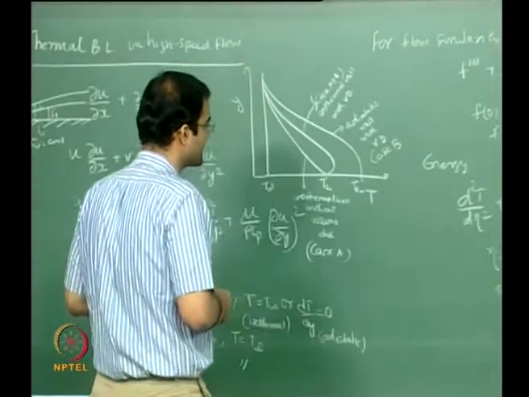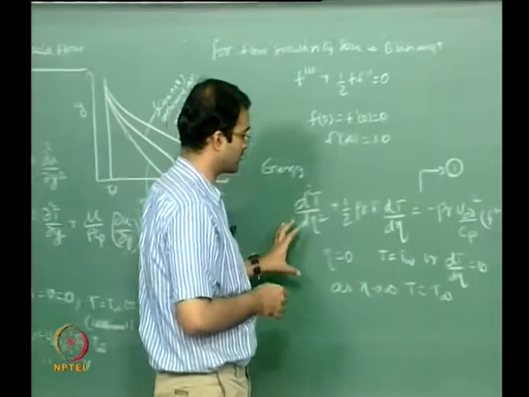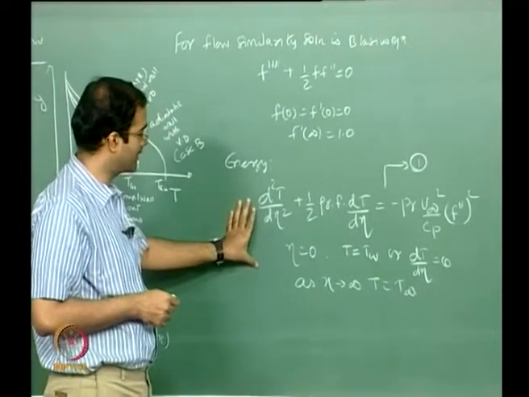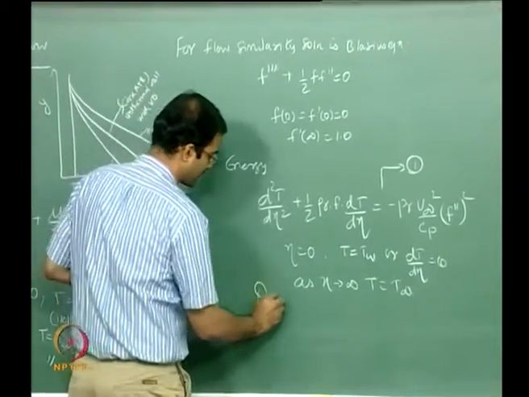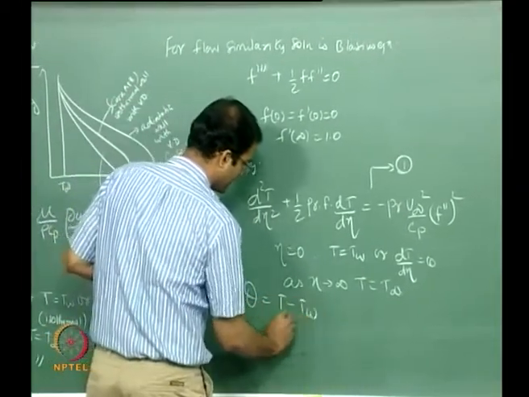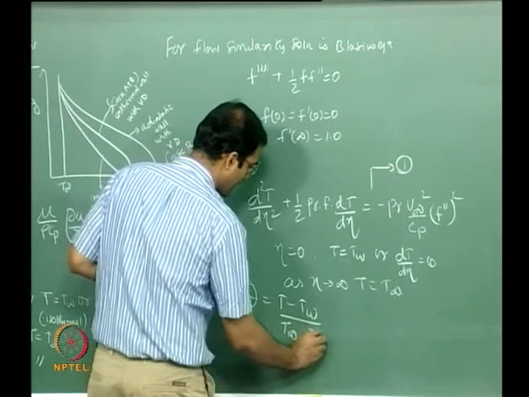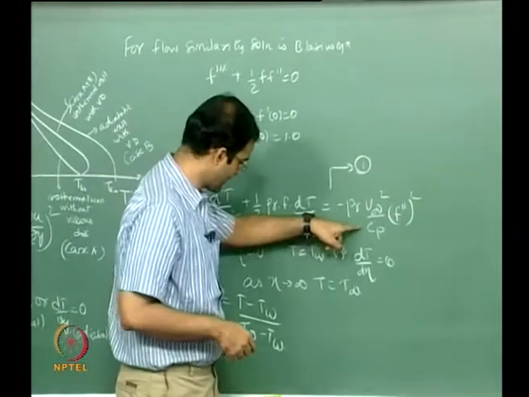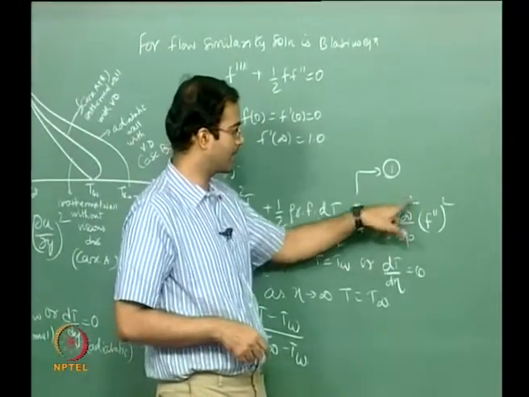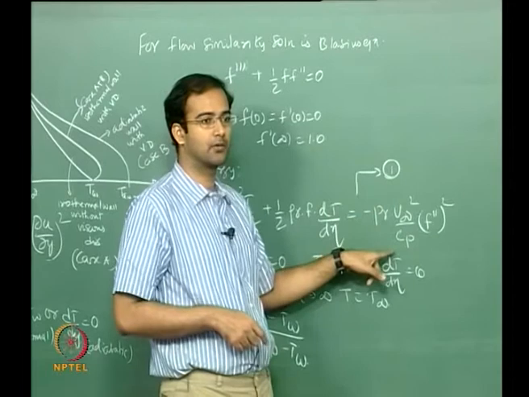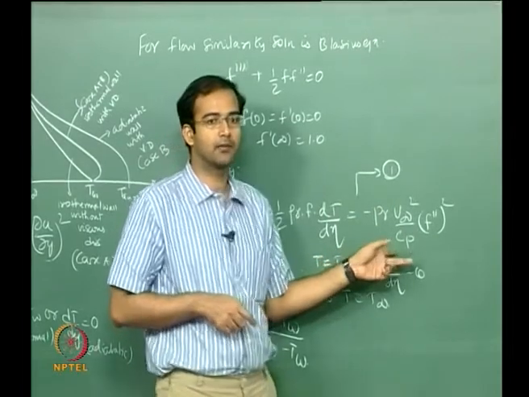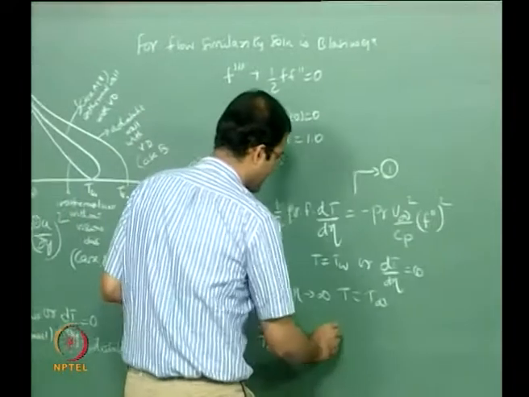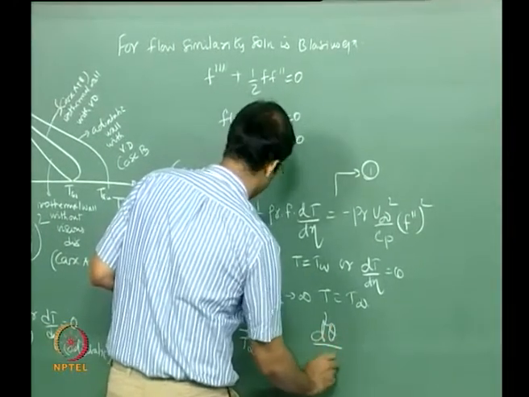Rather than solving this directly, there is one more way of doing it. You can define a theta which is T minus T wall by T infinity minus T wall. Plug it in, and you can divide throughout by T infinity minus T wall. You can define the Eckert number as U infinity squared by Cp times T wall minus T infinity. In that case you will find a non-dimensional form of this.